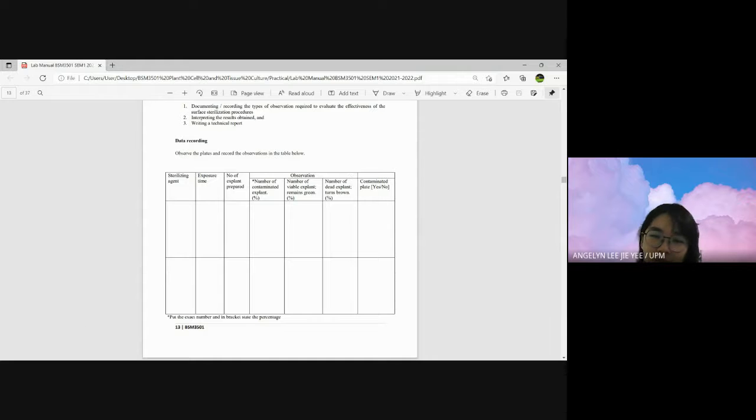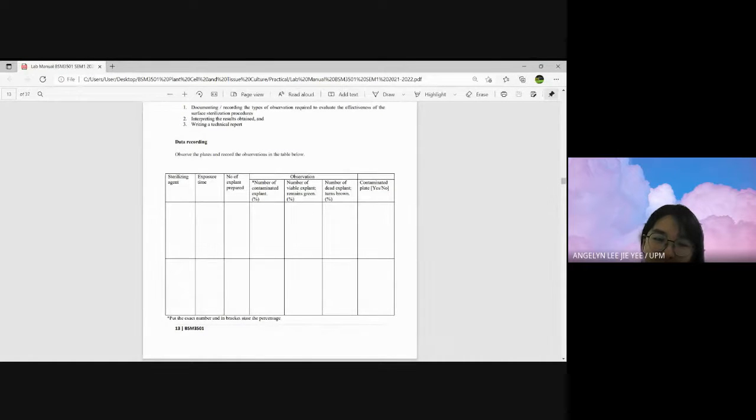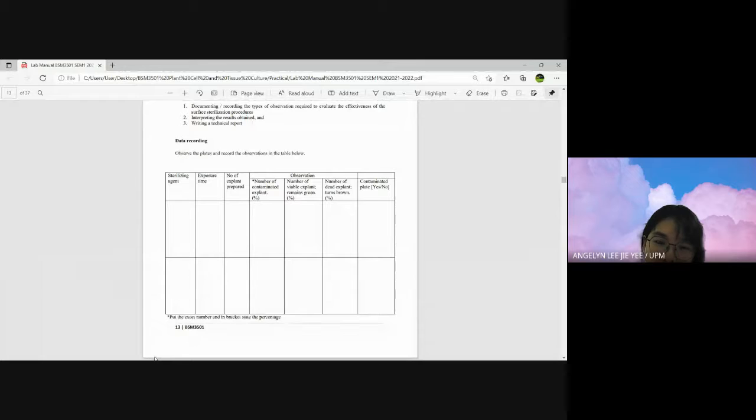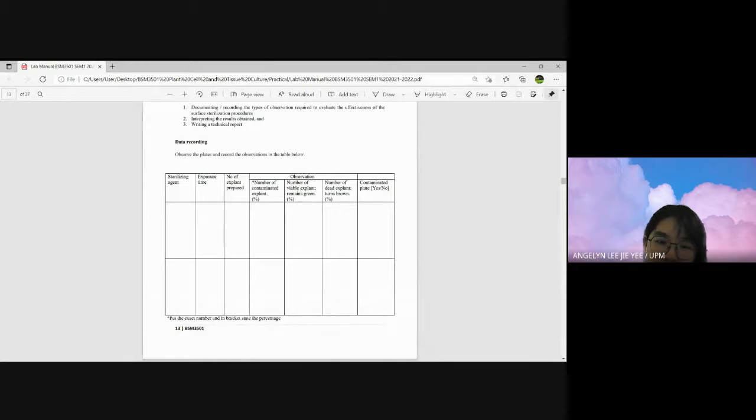The remaining number of viable explants that remain green will be 2 per 5, which is 40%. And there's no leftover for the dead explant. So there is a presence of contaminated plate. While for the 15 minutes of exposure time, none of them have contaminated explants, so there's 0%, and 4 per 5 of the explants are viable and remain green, which is 80%, and the remaining 1 per 5, which is 20%, is the dead explant. So there's no presence of the contaminated plate.